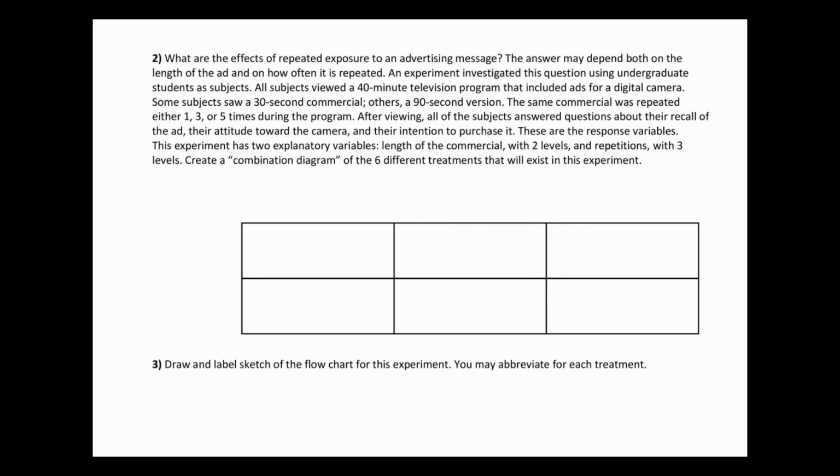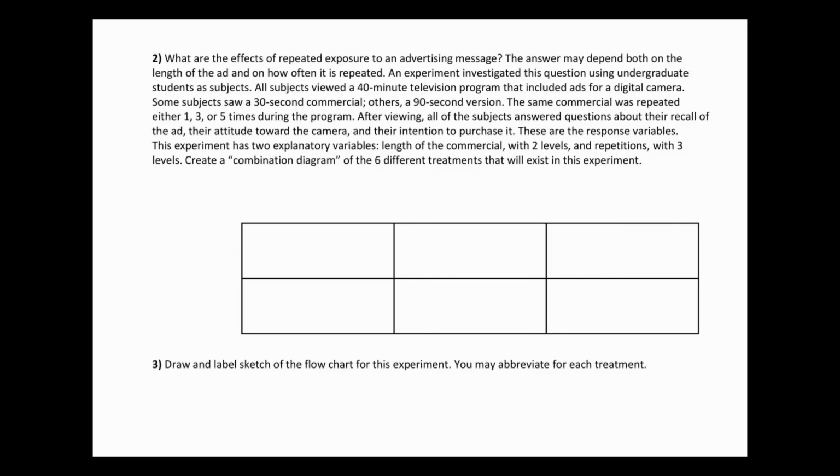This experiment had 2 explanatory variables: the length of the commercial and how many times it repeated. If there were 2 levels for the length and 3 levels for the number of repetitions, the combination diagram is actually going to have 6 different cells. You can kind of see that down below. That's how we would construct our combination diagram.